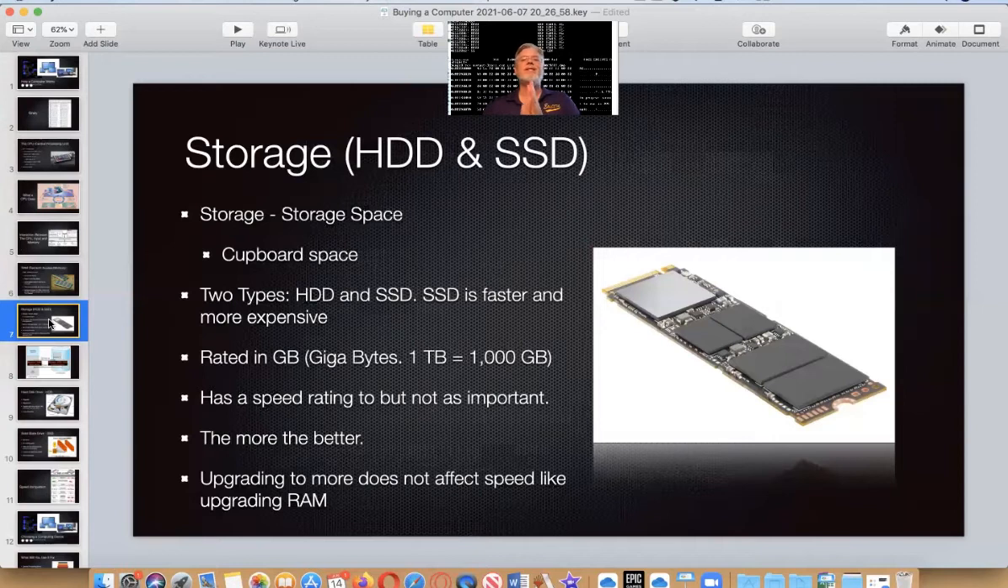All right, so the next thing is storage. RAM is where you're working. Storage is where you're putting everything. And I equate that to a cupboard space, right? So in the kitchen, you got way more cupboard space. In your house, you have a ton of storage space, right?